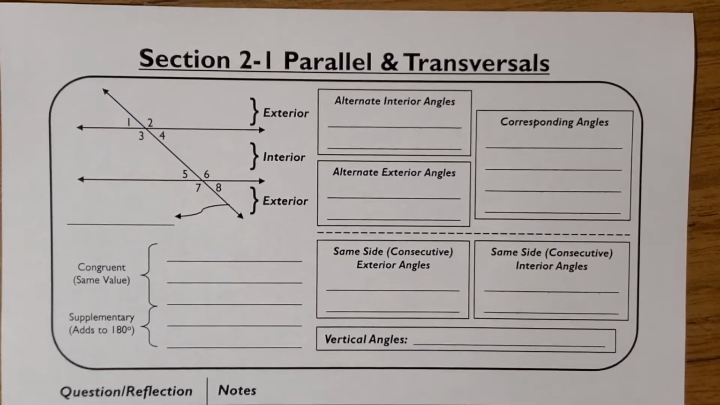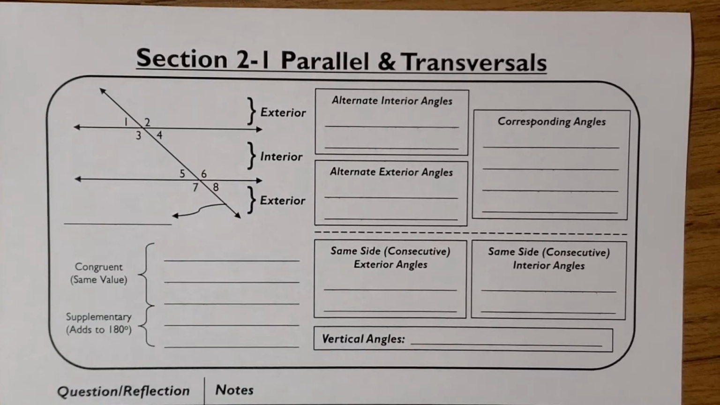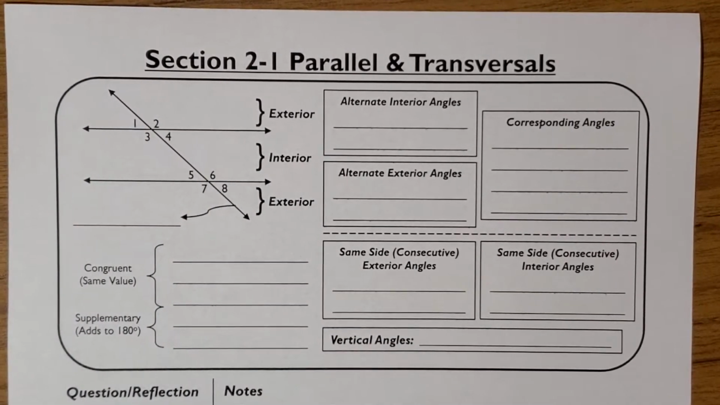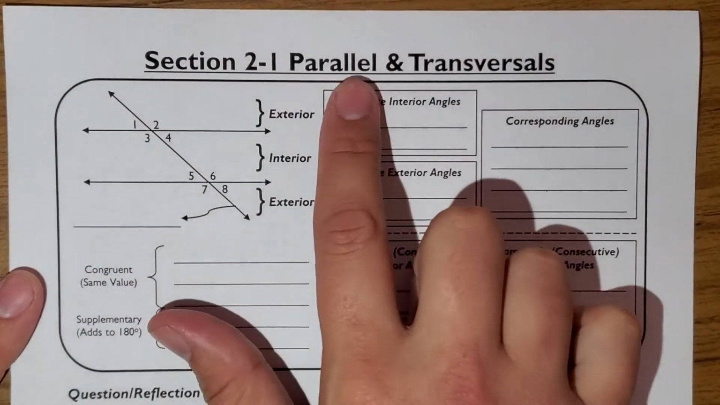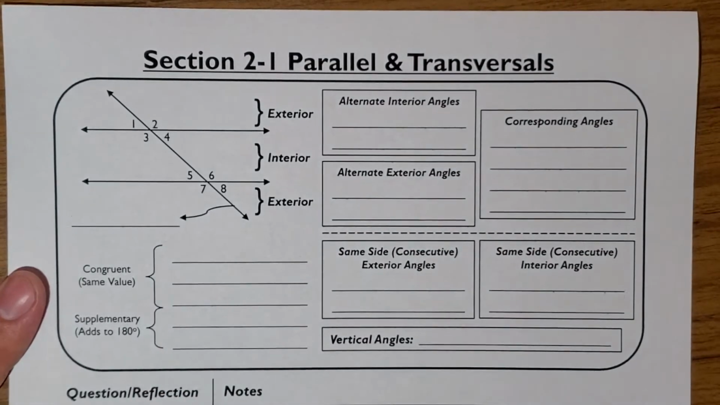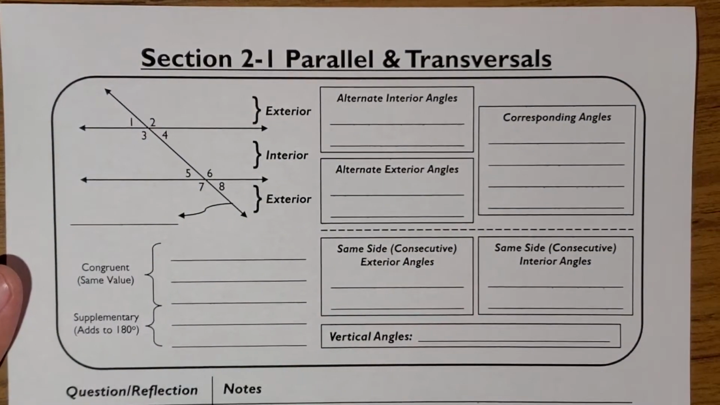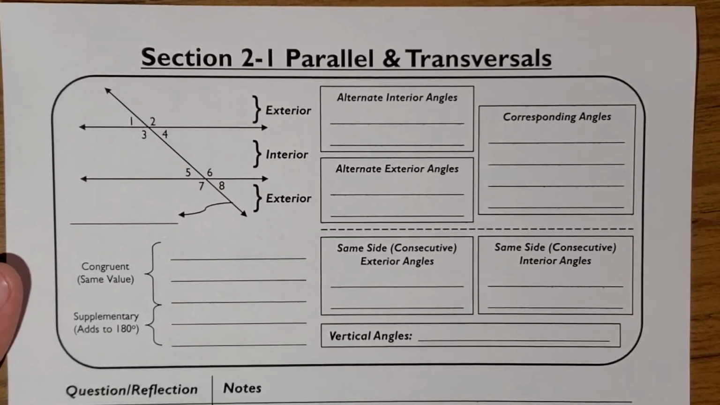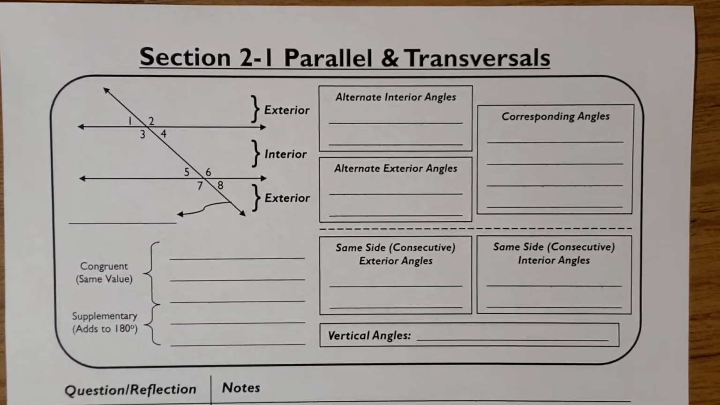Hello everyone and welcome to section 2-1, talking about parallel lines and transversals today. So we've got a new word right here, this transversal. You've probably heard parallel before. We've talked about that in Algebra 1, but transversal is a new one to us. So transversal represents a line that intersects with other lines. Specifically intersects with 2 or more other lines.